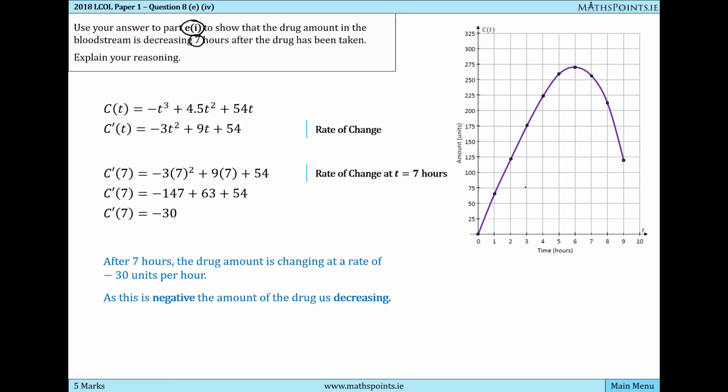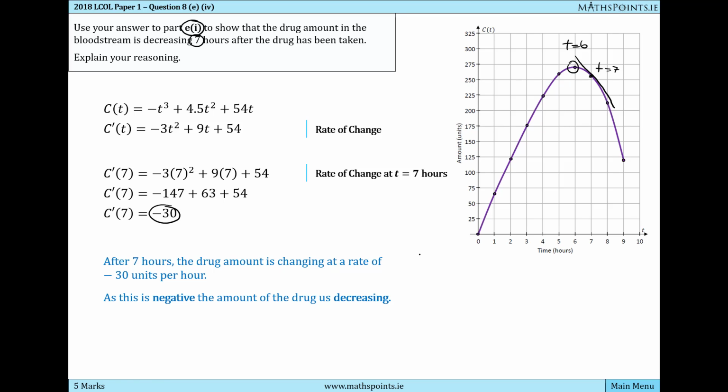And we can confirm that by looking at the graph. Remember that the highest value in our graph occurred when the time was equal to 6. And so thereafter, after that amount of hours, the drug is on the way out of the system. We can see that the amount of the drug is decreasing. And at 7 hours, we can see that it's on the way down. And if we were to draw a tangent at the curve at the point where t is equal to 7, we can see that the slope of that tangent would be negative. And the slope of that tangent at that particular point, t equals 7, is minus 30.